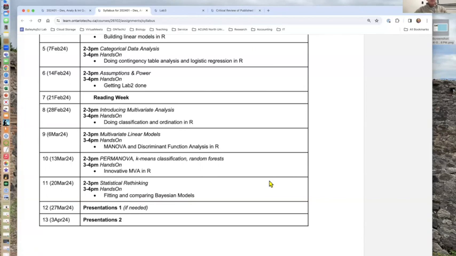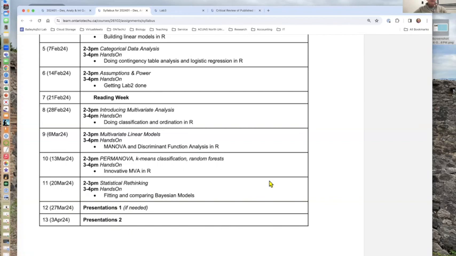Then the third week of multivariate, the 13th of March, there's a bunch of techniques that are becoming more popular recently. The names may even ring a bell from the papers that you read in your area. So PERMANOVA, k-means classification. I don't know why I've got that in there, because we actually do that in the lab. And then random forests is a neat area of multivariate that we'll take a look at. But none of the techniques we'll talk about that third week play into the lab that you do. In the lab, you're going to get experience doing more standard multivariate analyses.